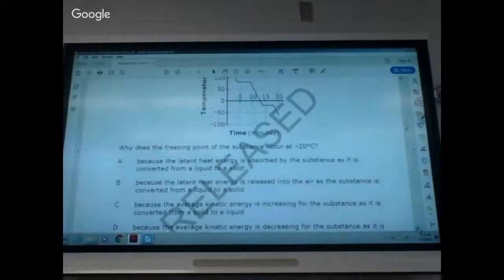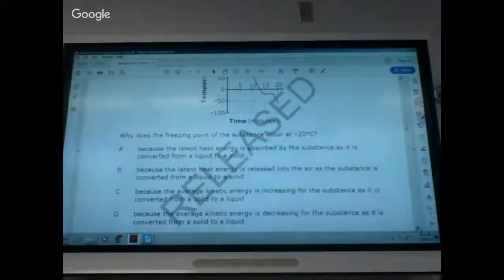And so, the freezing point of the substance is at negative 20, because the latent heat energy is absorbed by the substance as it's converted from a liquid to a solid. Pick the answer. Which one did you pick? D. All right, I got A, B, and C. Did anybody like D? No. All right. Is D right? D is not right.